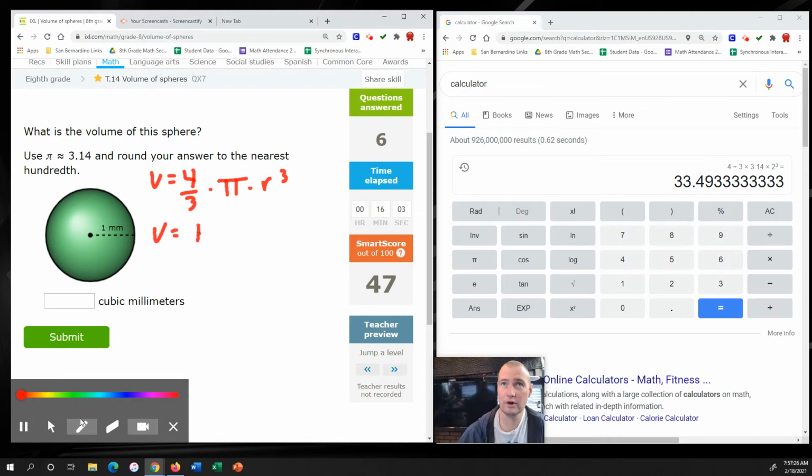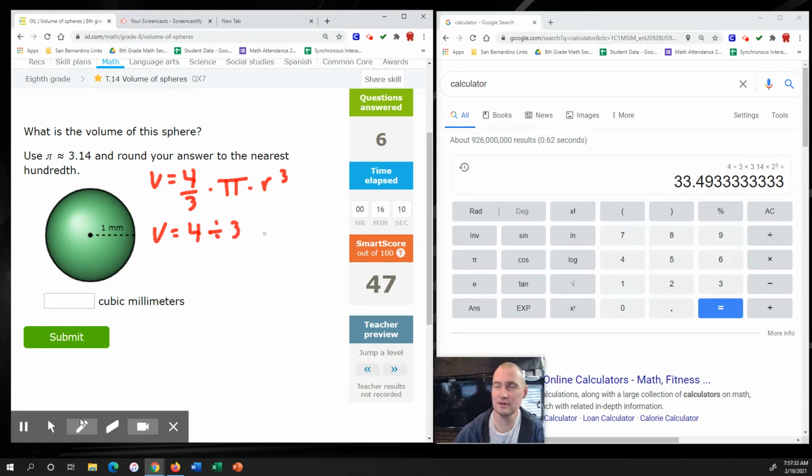All right, so volume equals 4 divide 3. Again, not a big fan of fractions, but division is a lot easier because it's the same thing. So 4 divide 3 times pi 3.14 times 1 to the third power. Let me see. 1 times 1 is 1 times another 1 is 1. So 1 to the third power is still 1. And 1 times anything is still the same thing.